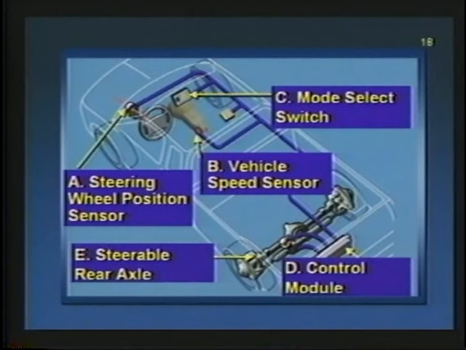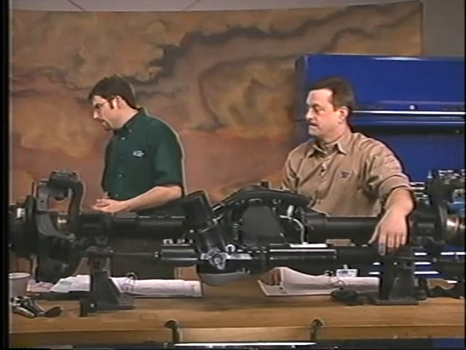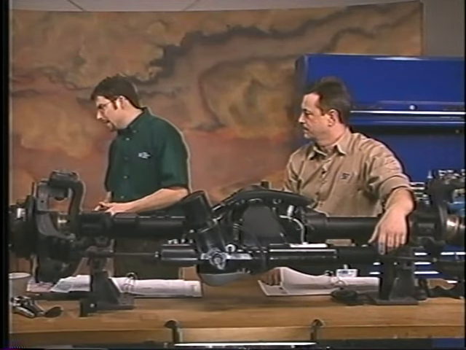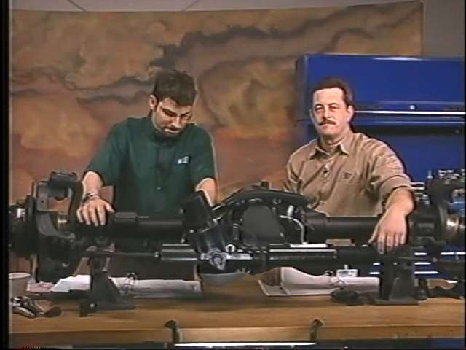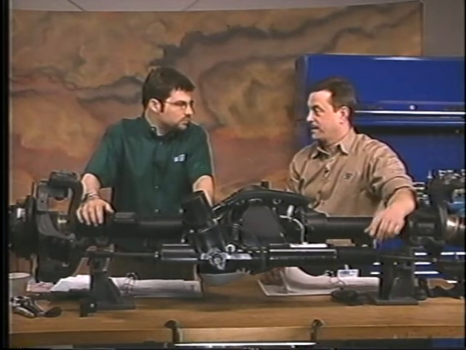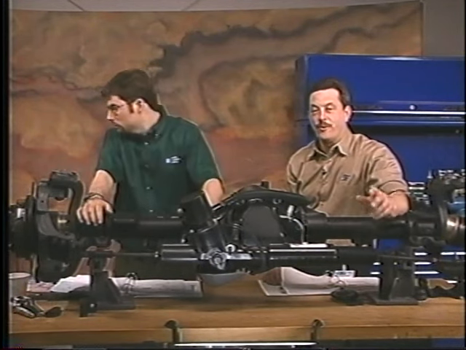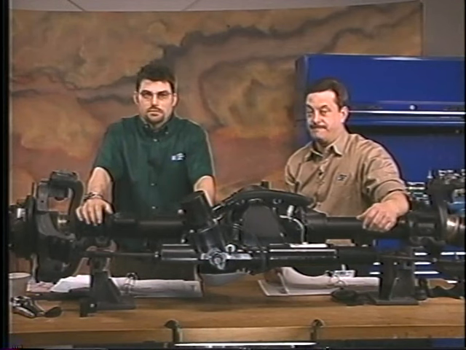And next up, another question for you. Again, call-in question. Who would call in, identify any one of the three inputs and its purpose? Okay, we have Steve calling in from Buick. Go ahead. Yeah, the steering wheel position sensor, an input. Absolutely, that is one of the three. Good deal, Steve, appreciate that. Steering wheel position sensor, and also, as in the past, called hand wheel position sensor.